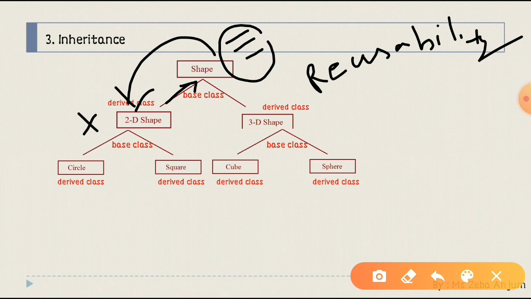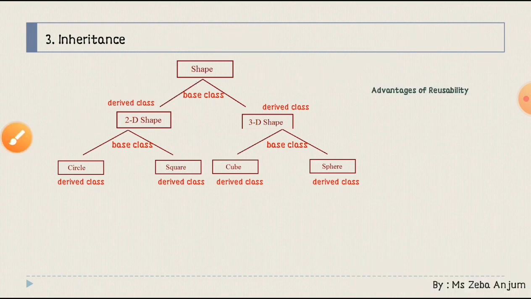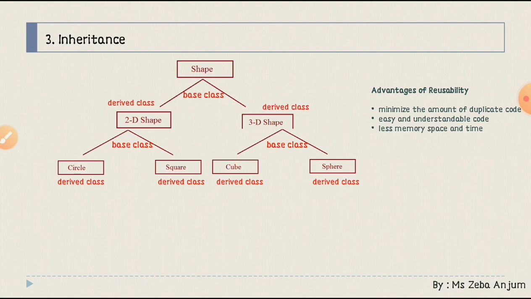Now here are certain advantages of reusability we are having. First one, it minimizes the amount of duplicate code. Yes, we have seen over there in the shape class, if we write certain lines of code, then for 2D shape class we need not write those lines of code, and ultimately it makes our program easy and understandable. The third point is less memory space and time. Again it is pointing towards your first point because the duplication is being removed. That is why your lines of code will be decreased, and if lines of code are decreased, then obviously your program will take less memory space and you will take less time for the program writing.